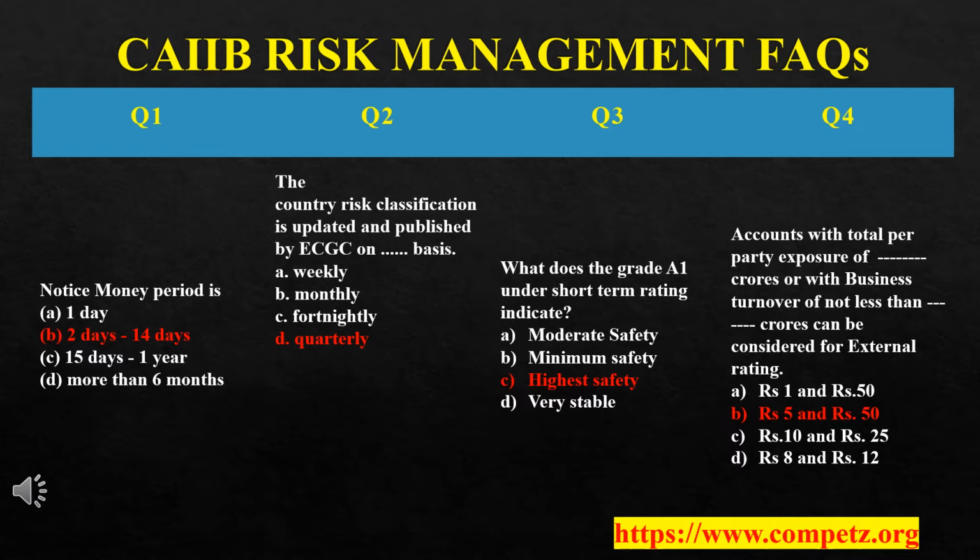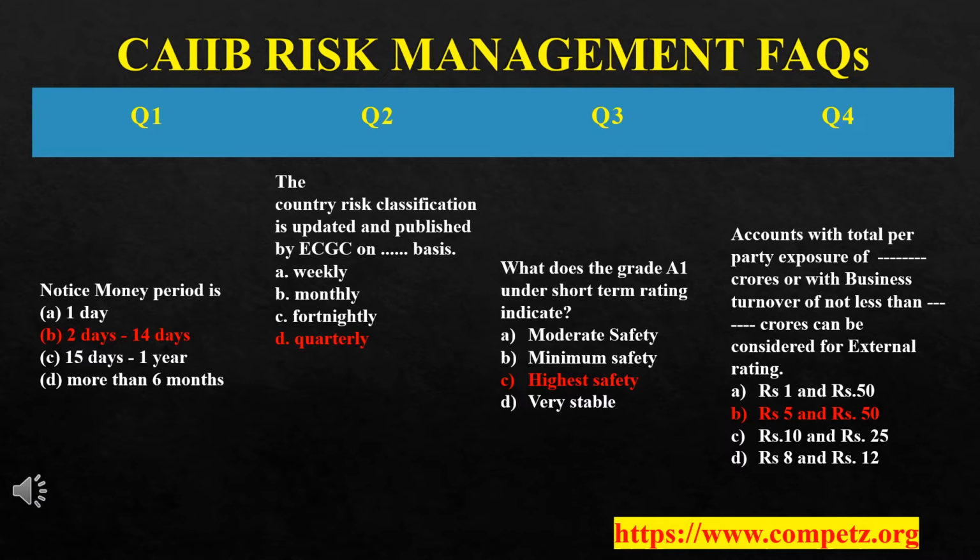Next, the A4 rating comes. Instruments with this rating are considered to have a minimal degree of safety with regard to timely payment of financial obligations. Such instruments carry very high credit risk and are susceptible to default. Then comes the D category. Instruments with this rating are in default or expected to be in default on maturity.